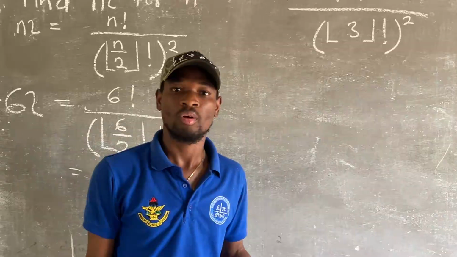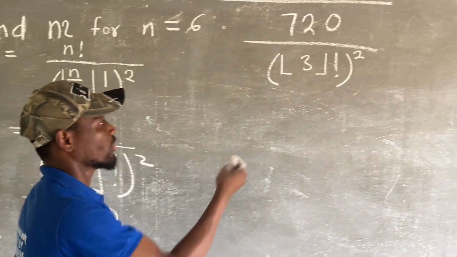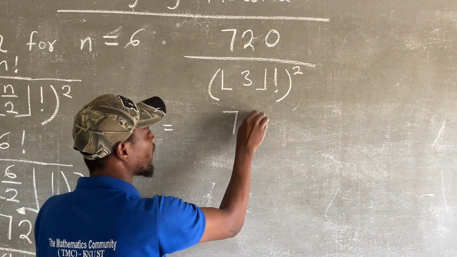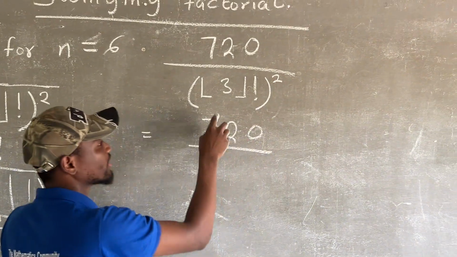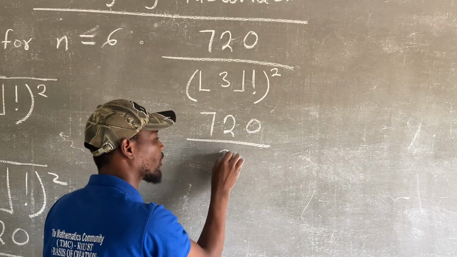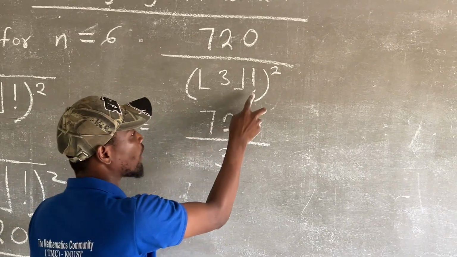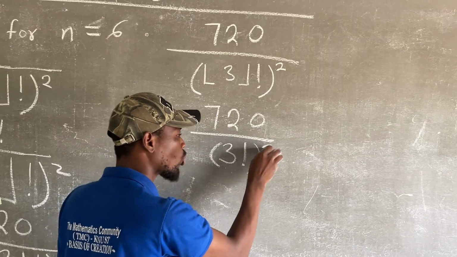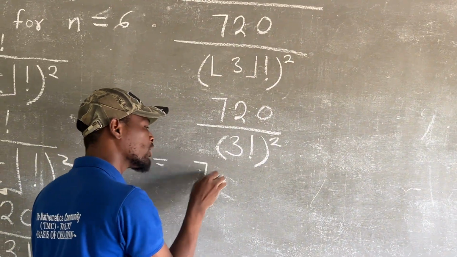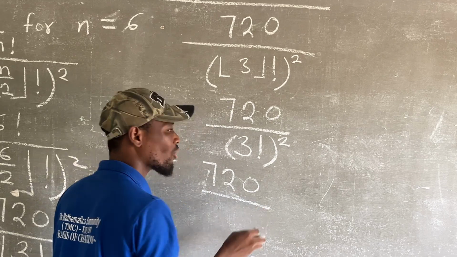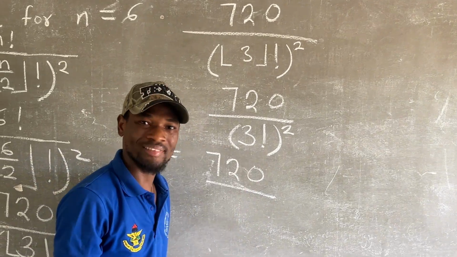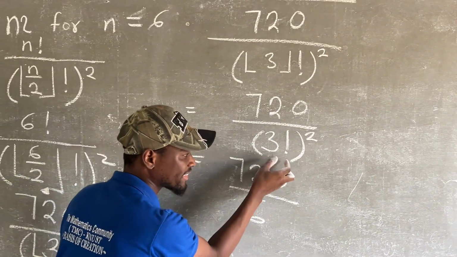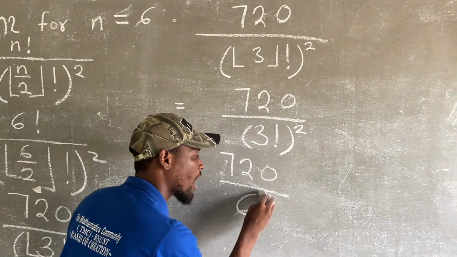Now we have 720 over the floor of 3, which is the same as 3, then factorial, all squared. So we have 720 over 3 factorial. 3 factorial is the same as 6, then squared. I have it this way.